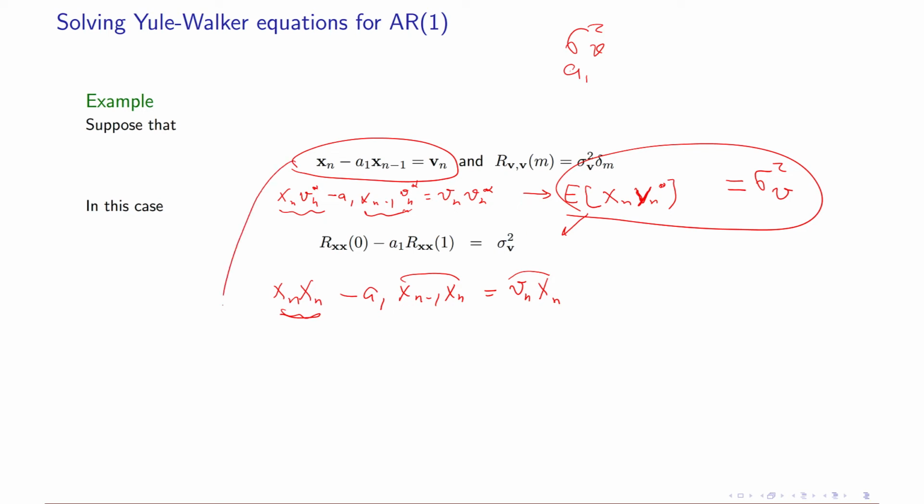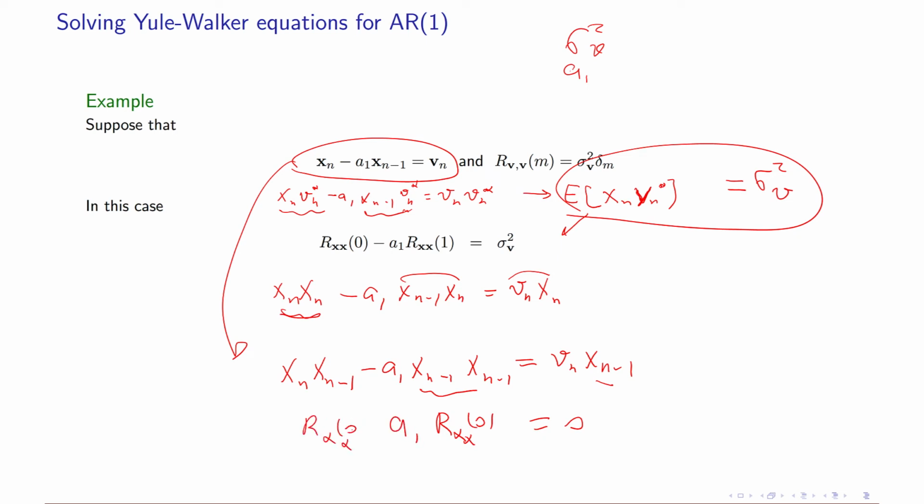So what I can do is take this equation again and multiply by x of n minus 1. So I get x of n times x of n minus 1 minus a1 x of n minus 1 times x of n minus 1. If they're complex, one of them should have a conjugate. So you multiply it by x of n minus 1 conjugate, and then you get v of n times x of n minus 1. If complex, you put a conjugate. And now you can take the expected value. The expected value of this is 0 because this is a previous sample and this process is causal. And this one becomes Rxx of 0 times a1, and then you get Rxx of 0 minus this. I'm sorry, this should be Rxx of 0, and this should be Rxx of 1. So this is the second equation.